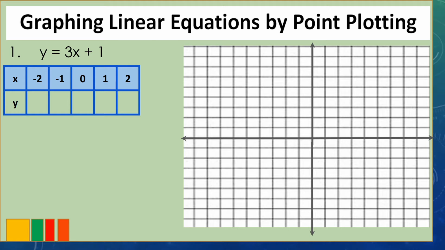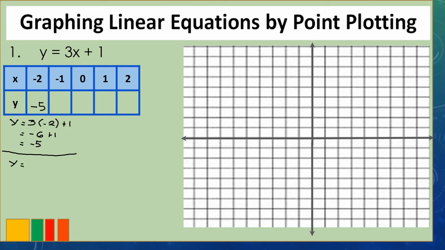So for x is equal to negative 2, we have y is equal to 3 times negative 2 plus 1. And we're going to have negative 6 plus 1, which is negative 5. So therefore, our value of y is negative 5. And that will be your first ordered pair, negative 2 and negative 5.